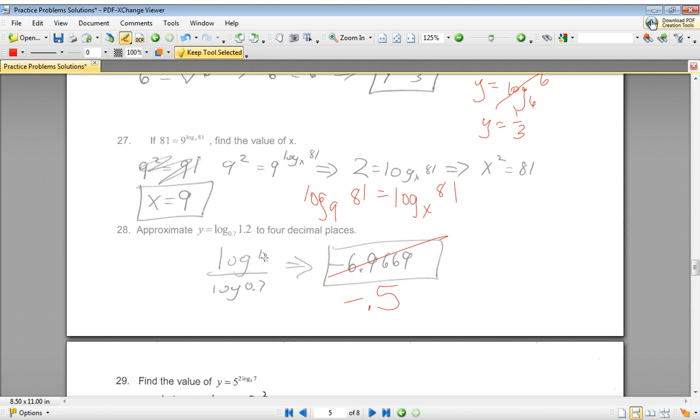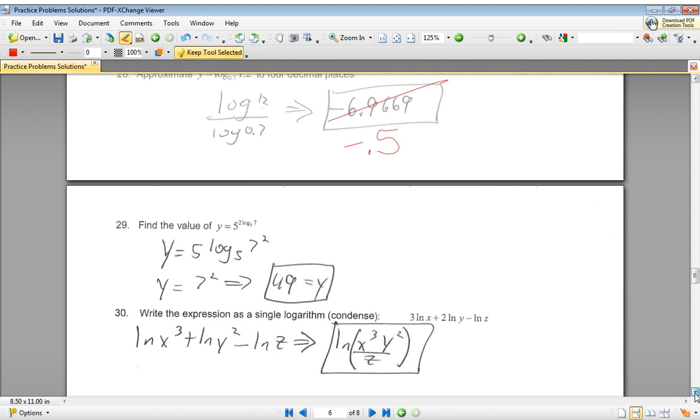This one has a typo in the solving of this. This should be 0.2 here, and since that's 0.2, that's not the right answer. It's negative 0.5, I think.